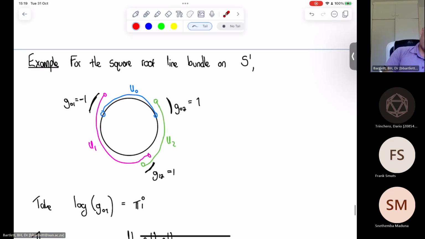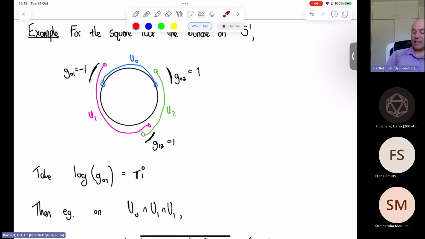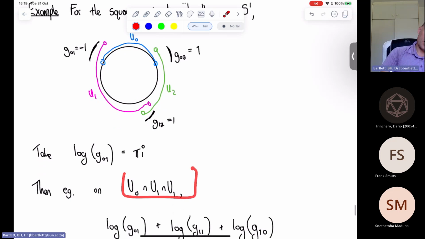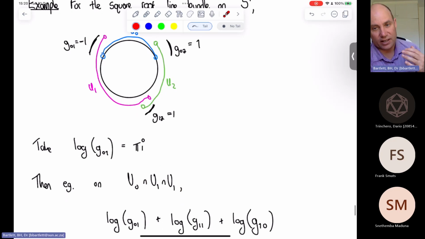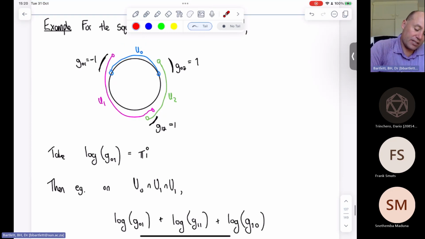Okay. And what's log of 1? Well, it could be 0, it could be 2πi, it could be 4πi, and so on. I could choose one, and I could choose it to be, let's say, 0, and similarly over here. So that means on a triple intersection, for example, an intersection like this, which is a bit of a silly intersection because it's U0 intersection U1 intersection with U1 again, but it is something you have to consider. I can't get non-trivial triple intersections here because of the structure of the space, right? U0 intersection U1 intersection U2 is empty.